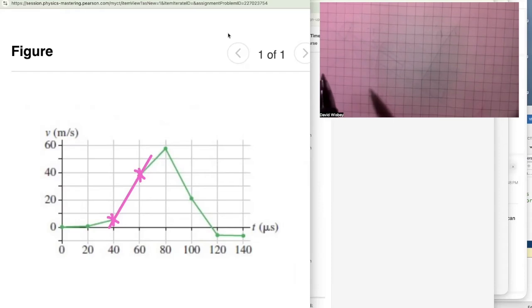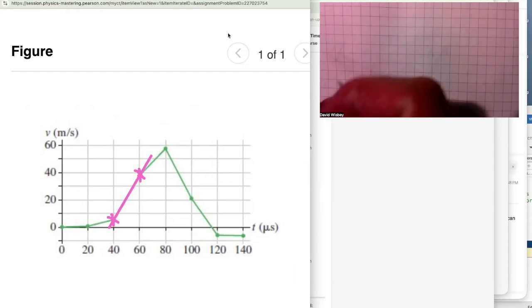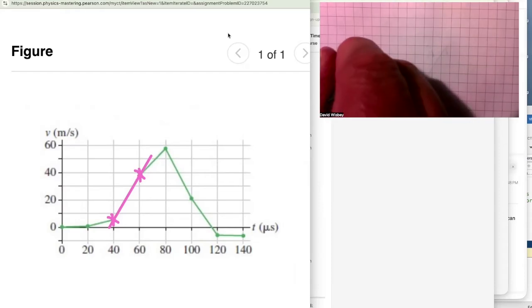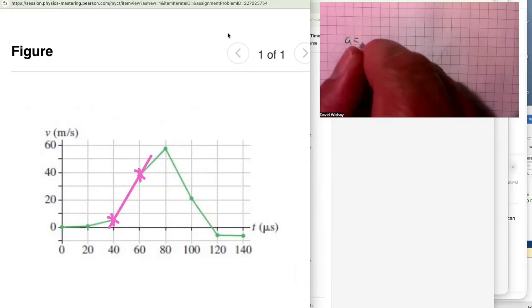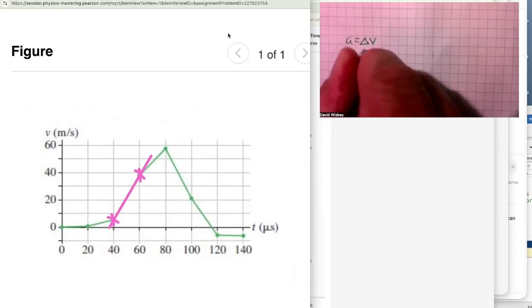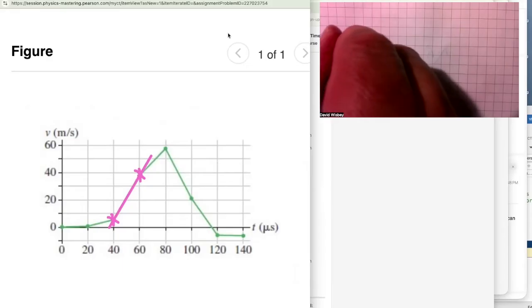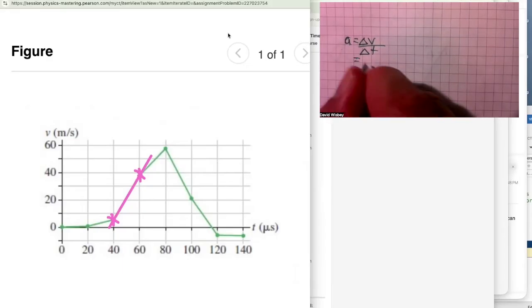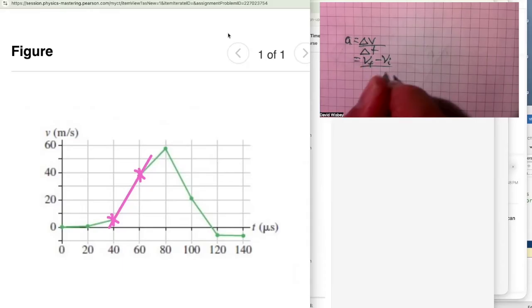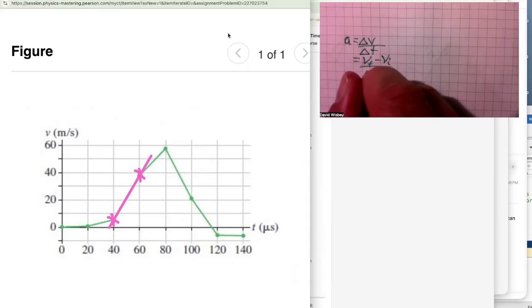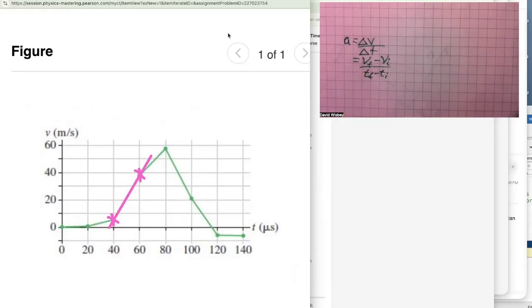Perfect. So first of all, we're going to write down that the acceleration is equal to delta V over delta T, and that's going to be VF minus VI. That's really important. You do VF minus VI, and then we're going to have TF minus TI here.